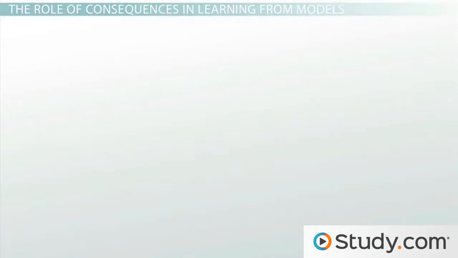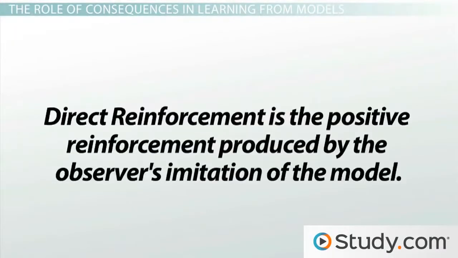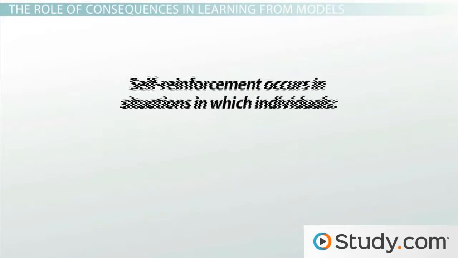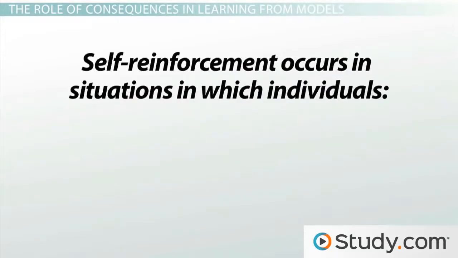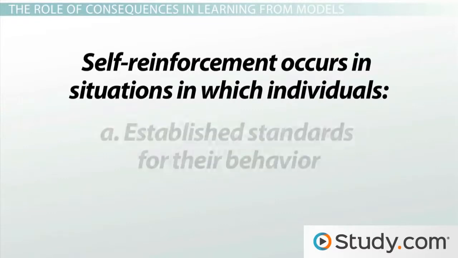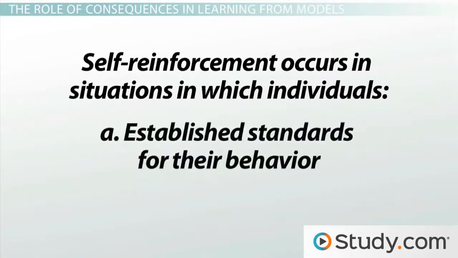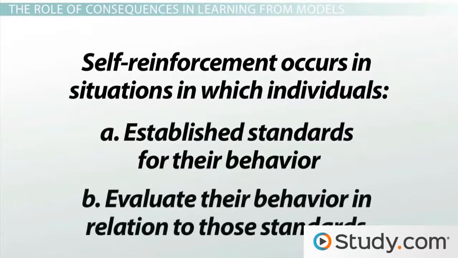In learning from models, direct reinforcement is the positive reinforcement of the observer's imitation of the model. Self-reinforcement, in contrast, occurs in situations when individuals have established standards for their own behavior and they evaluate their behavior in relation to those standards.